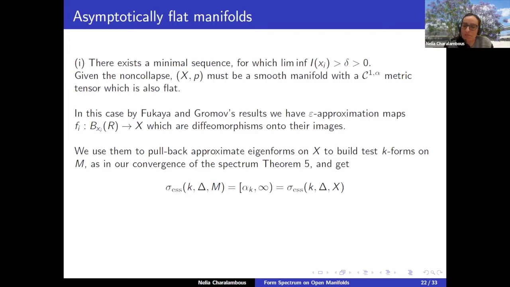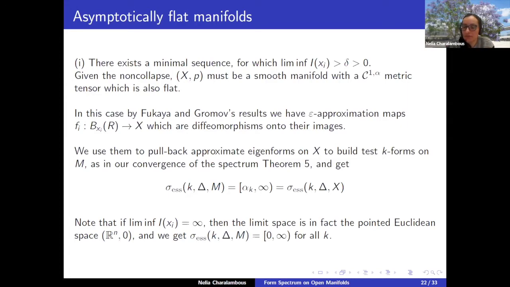So the bottom of the spectrum will now actually be, our spectrum will coincide with the spectrum of the flat product limit. Note that in the case that the injectivity radius tends to infinity, our limit space will be Euclidean space, flat, and the essential spectrum of the Laplacian on k-forms will be maximal for all k.